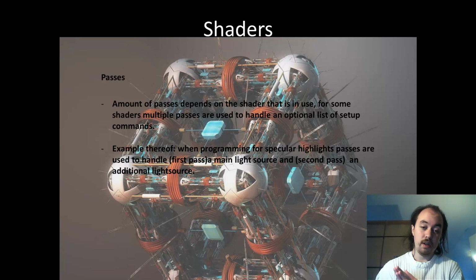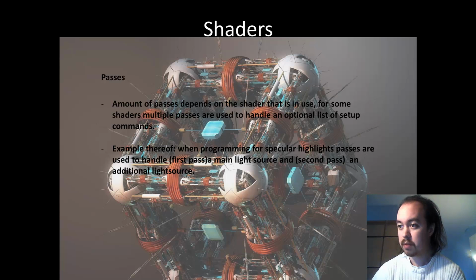The first pass is used to handle a main light source, and the second pass is used as an additional light source, meaning that if you add more lights than just one, it will compile the other part. Passes can be seen as an optional list of setup commands.